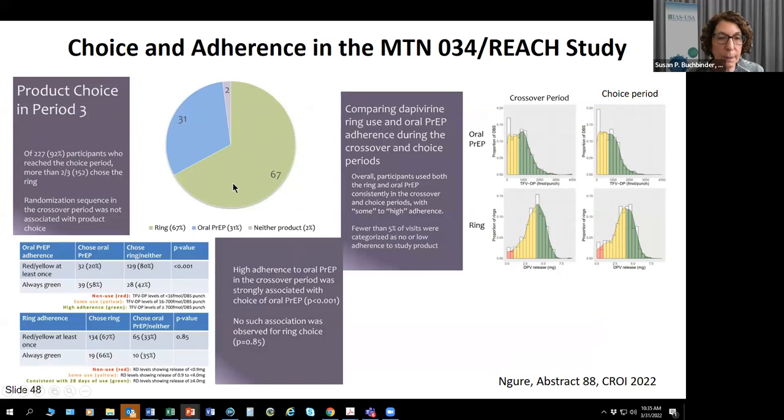And what you'll see is that 2/3 of the women opted for the vaginal ring, a little less than a third opted for oral PrEP, and only 2% opted for not taking either one. If you look at what their levels were like of either dapivirine in the ring or tenofovir in the oral PrEP, you can see that the green shows high levels, the yellow shows some levels, and the red shows low or no study product. There were a few women, less than 5% of visits were categorized as no or low PrEP, but most of the women were actually able to use the product. And the women who did well, who always were in the green, were more likely to choose oral PrEP. So it was a kind of a test run for women to see whether or not they could take oral PrEP. And that group were the ones who were more likely to opt for oral PrEP at the end.